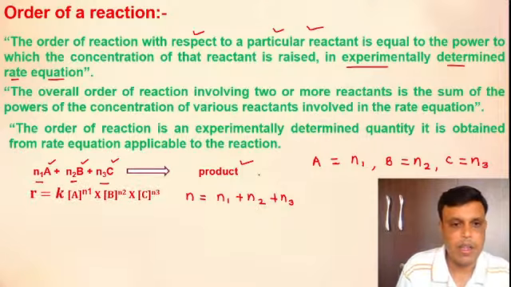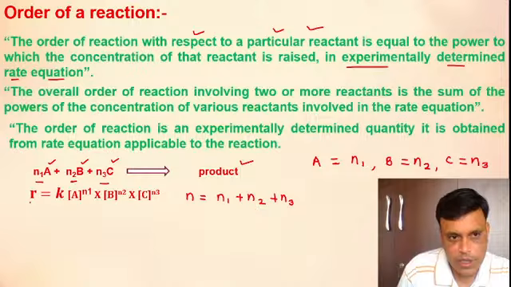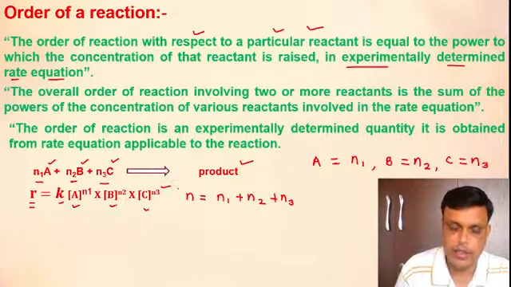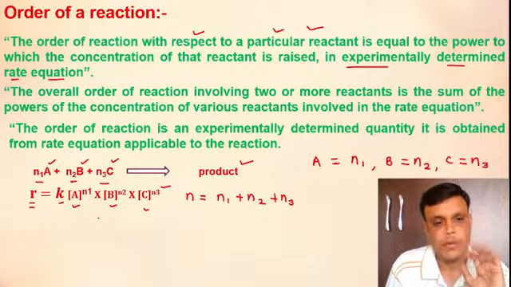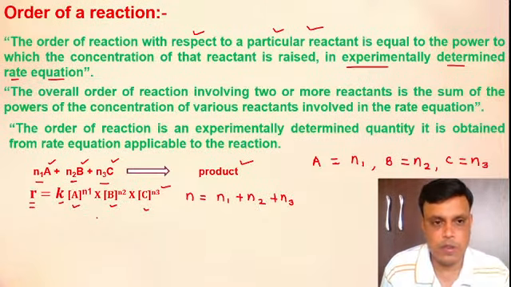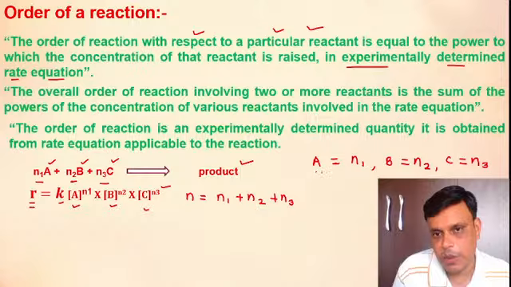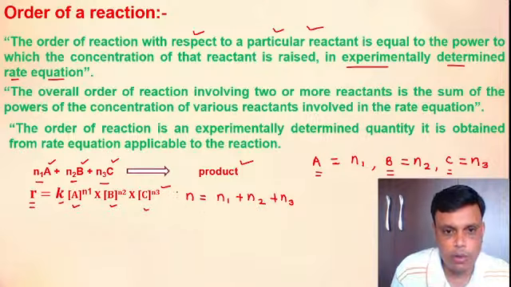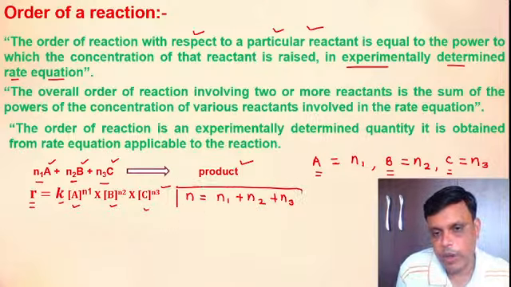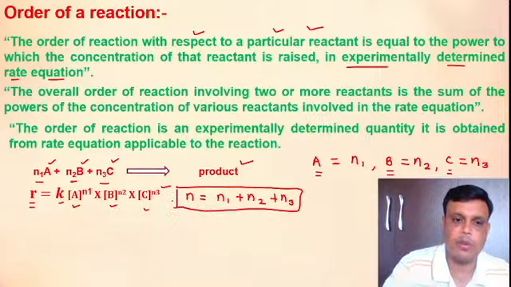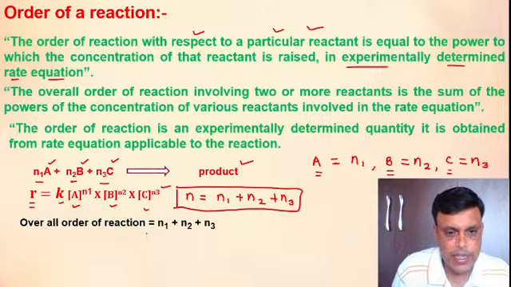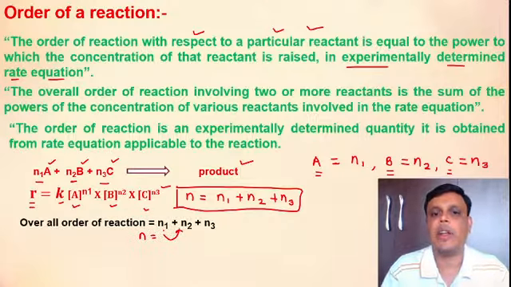See here, this is your rate equation: r is equal to k, concentration of A to the power n1, into concentration of B to the power n2, into concentration of C to the power n3. Please remember this. Sorry, I forgot to write the rate equation first. First you have to write down the rate equation. This is the order with respect to reactant A, reactant B and reactant C, that is n3. And the overall order is small n equal to n1 plus n2 plus n3.